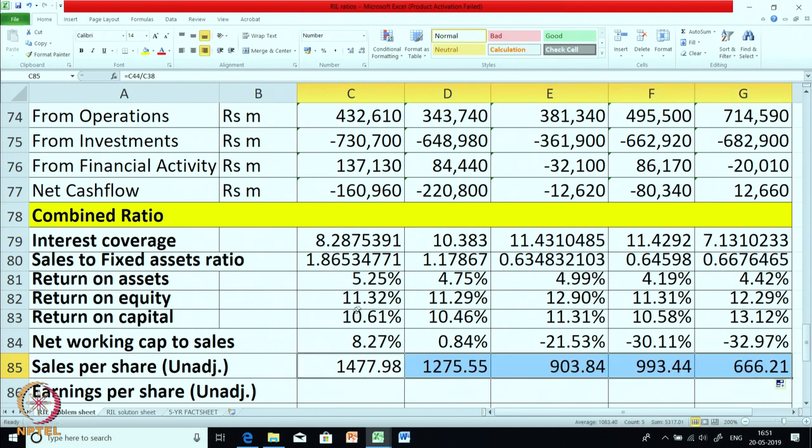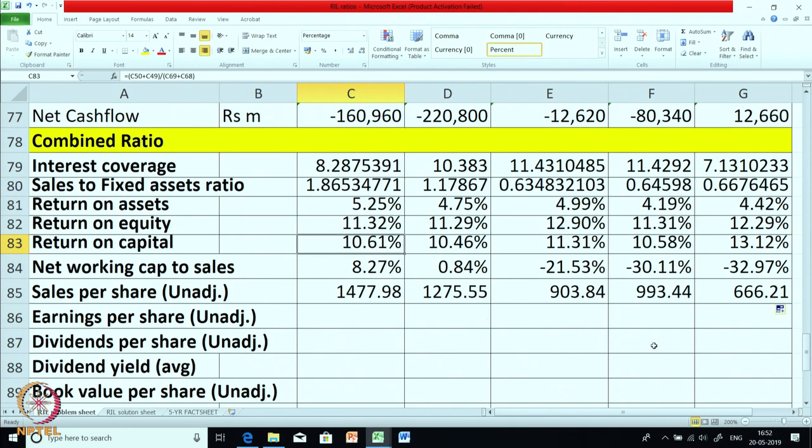And if we drag it over a period of time, you can see there is a slow fall in the sale per share, because the sale performance has dropped while the number of shares have gone up. So, there is a fall in sale per share.